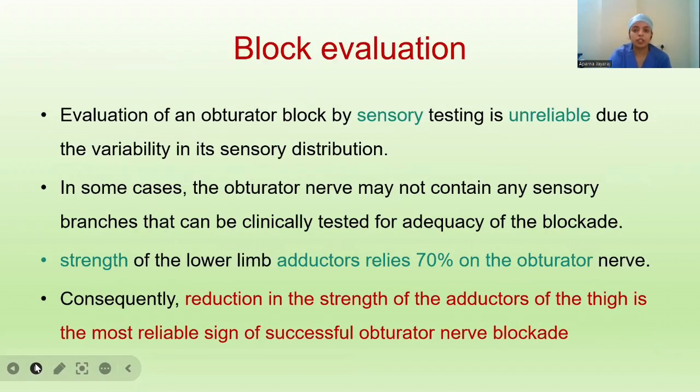The evaluation of obturator nerve block is a little tricky. The evaluation by sensory testing is unreliable because there is highly variable sensory innervation from the obturator nerve. In some cases, the obturator nerve may not have any sensory branches that can be clinically tested. So, the strength of the lower limb adductors relies 70% on the obturator nerve. So, if there is a reduction in the strength of the adductors of the thigh, that is the most reliable sign of a successful obturator nerve block.